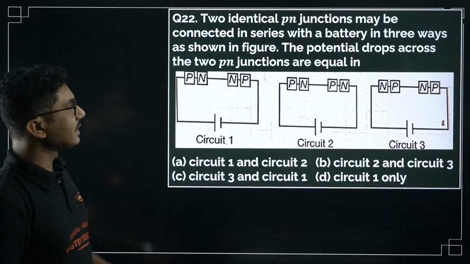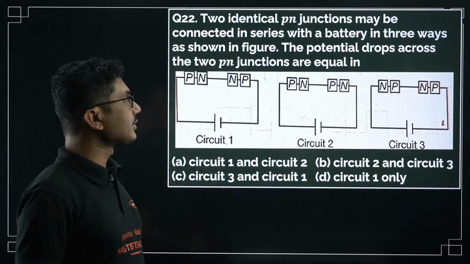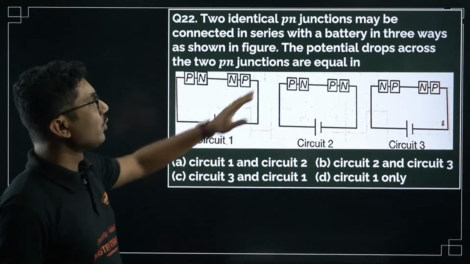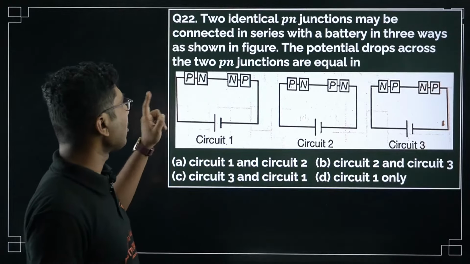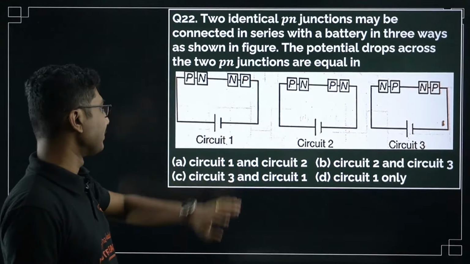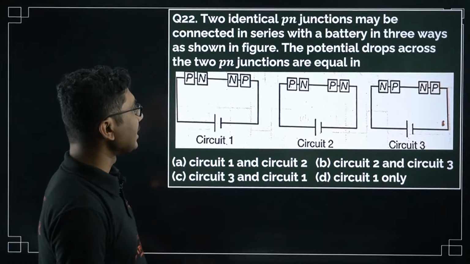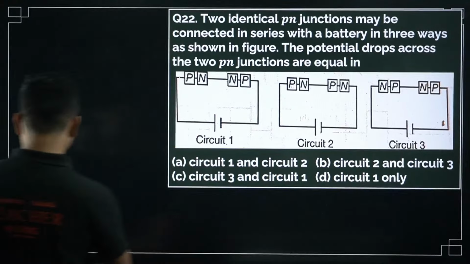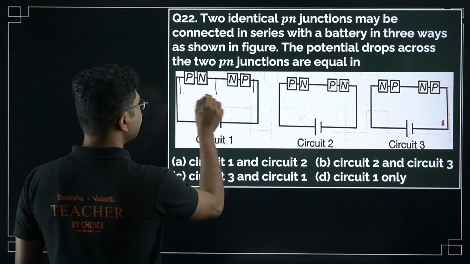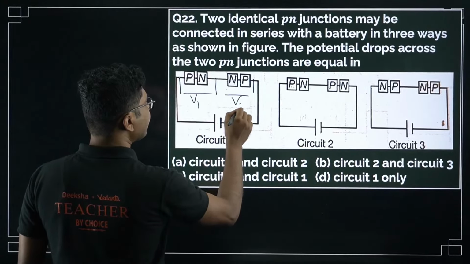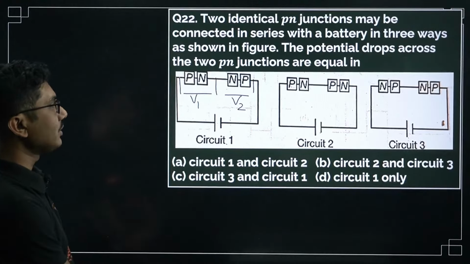Now the last question, I will leave you for some moment, think it and answer it. Two identical PN junctions may be connected in series with the battery in 3 ways as shown in the figure. The potential drops across the two PN junctions are equal in which case? Suppose the potential drop across this is V1 and this is V2, in which case they will be equal. There are two possible cases where it can be equal, so you have to identify that.